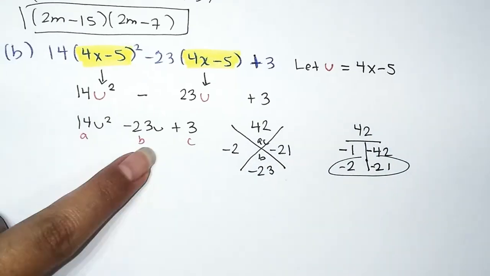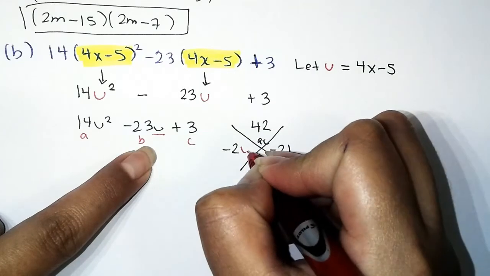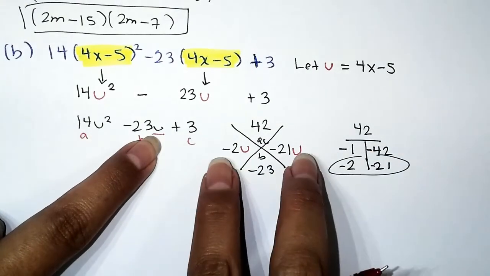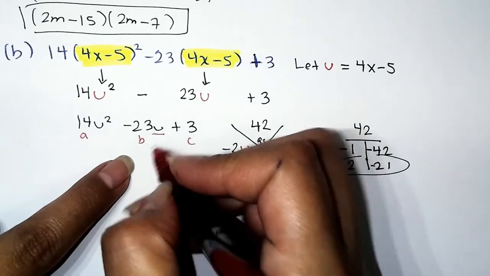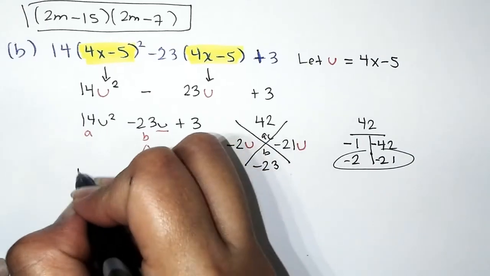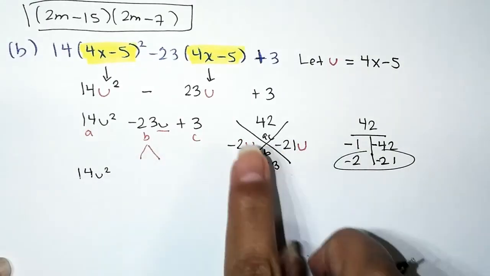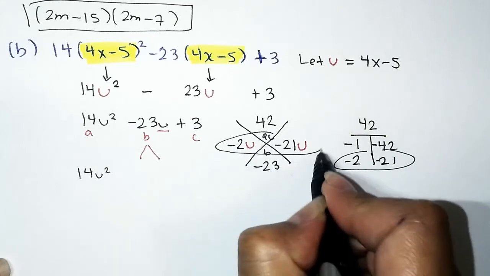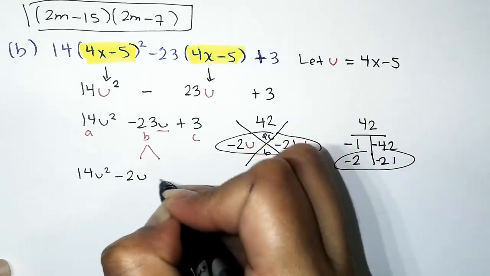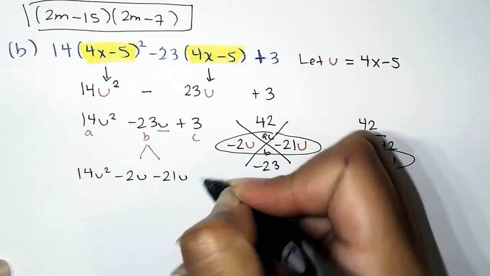So when we split the middle term, we will replace it with -2u and -21u. Remember to put the variable part of the middle term, because we're only splitting the middle term. We're not splitting the constant term or the first term. So we have 14u squared minus 2u minus 21u minus 2u minus 21u, and then we bring down the rest of the problem.